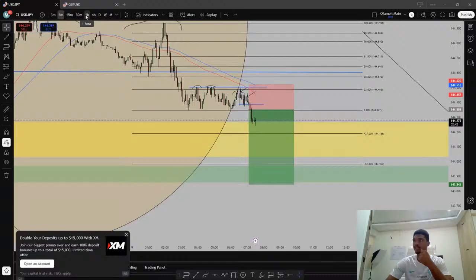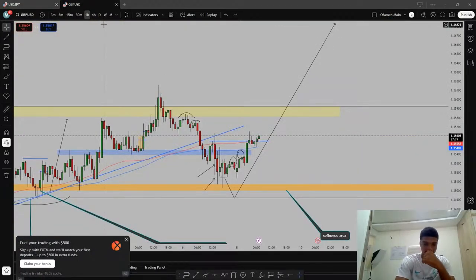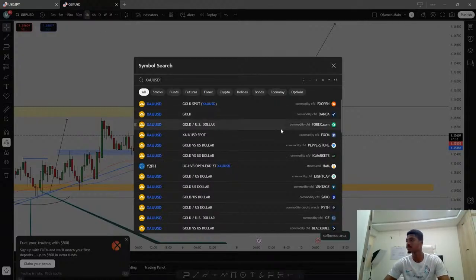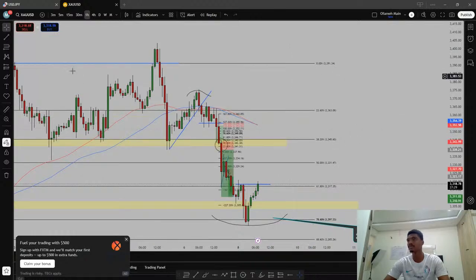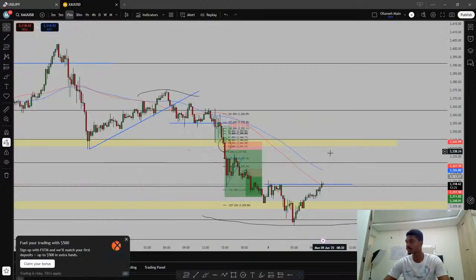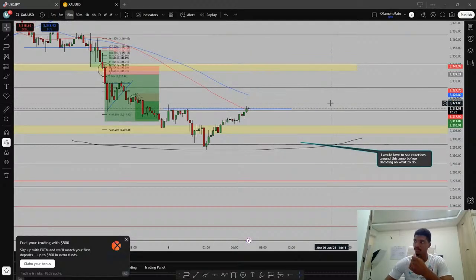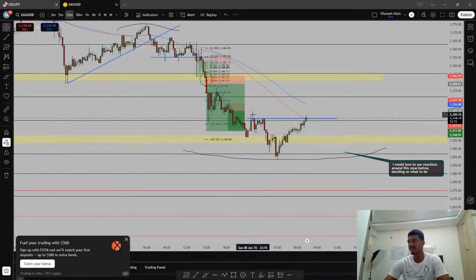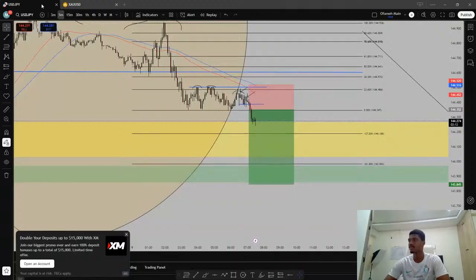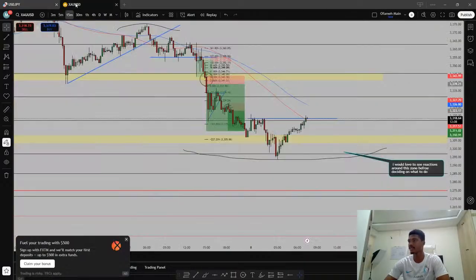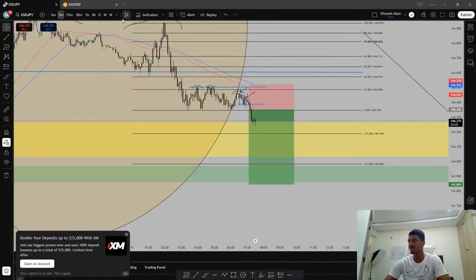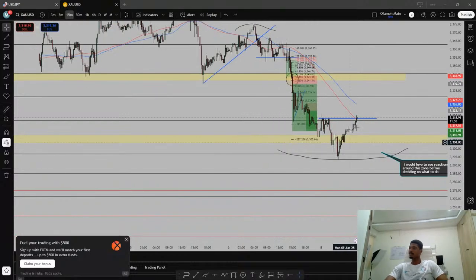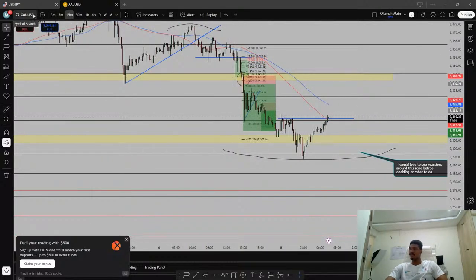Let's check out US 30 again. Sorry, let's check out XAUSD. XAU is still around this area. It hasn't given us any nice breakout, so nothing too serious, guys, on XAU. USDJPY is still holding. On GBP, I need to see a candle close, right?